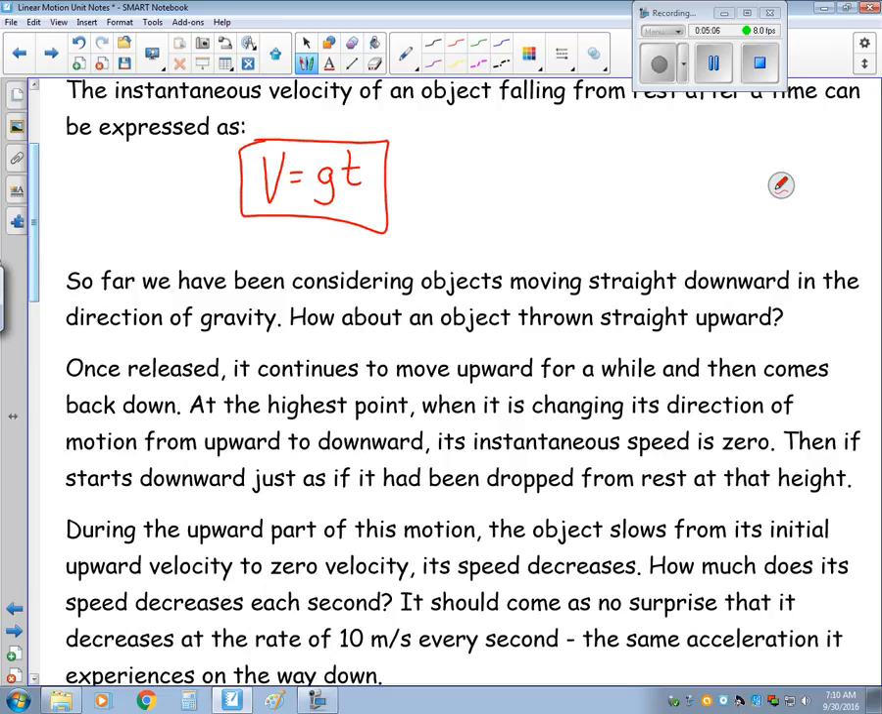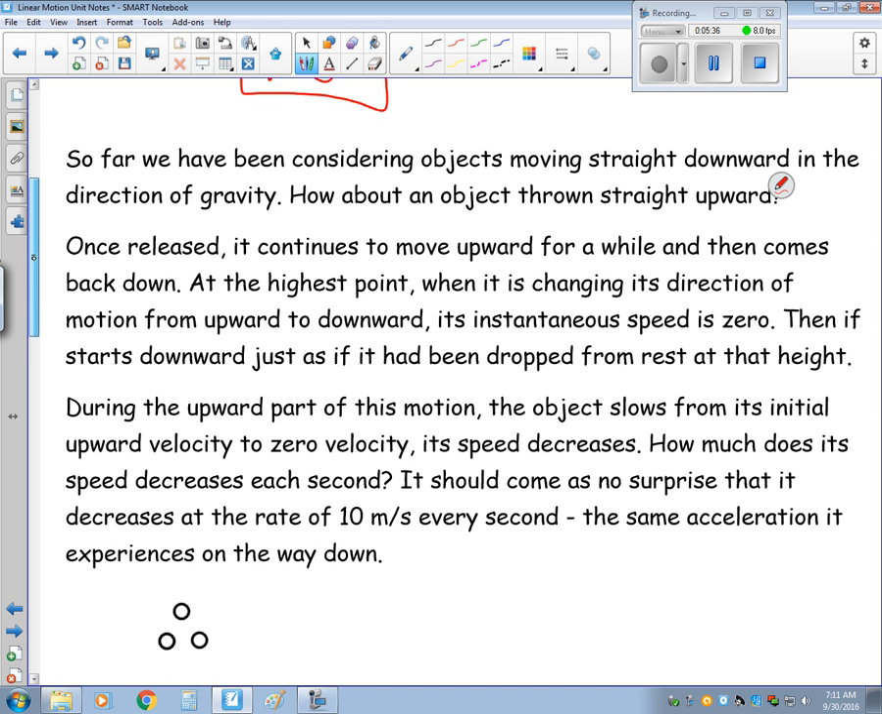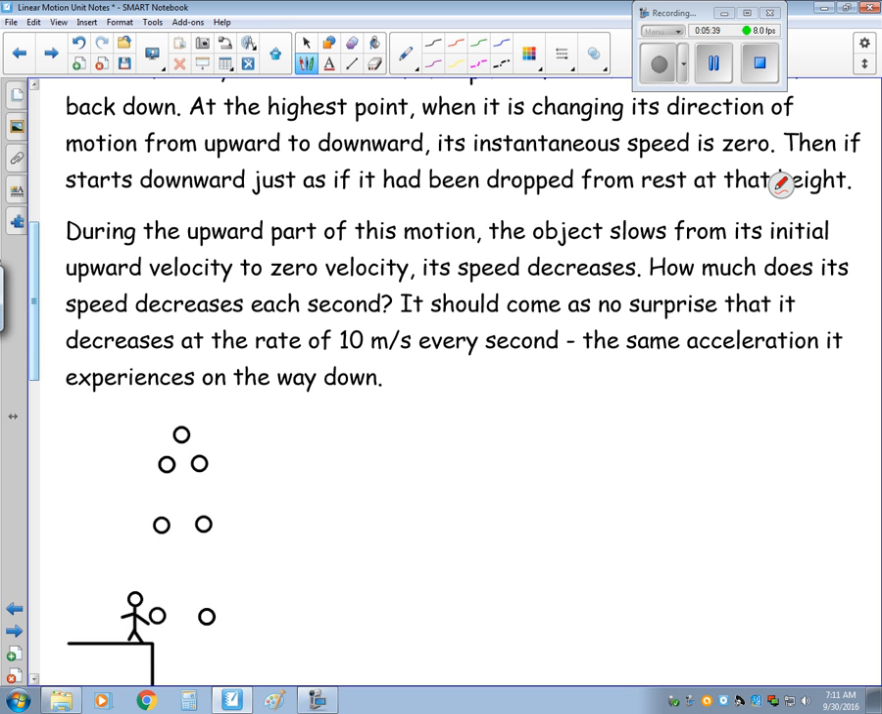Now we've been considering objects moving straight down in the direction of gravity. What about something that's being thrown straight up? Well, once it's released, it continues to move upward for a while, then comes back down. At its highest point, when it is changing its direction of motion from up to down, its instantaneous speed will be 0. Then, it starts downward, just as if it was dropped from rest from that height. During the upward part, the object slows from its initial velocity to 0, and then during the downward part, it will increase.